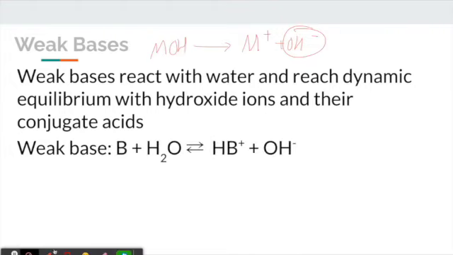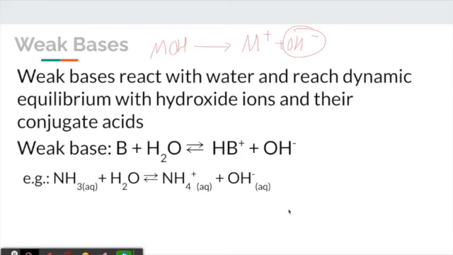And then water is what actually provides the OH minus. So for example, here's a weak base, let's call it B, reacts with water. It reaches dynamic equilibrium with its conjugate acid, which we're just going to call HB plus. It's one more H and one more plus. And then the proton getting donated from HOH, that's water, leaves behind just OH minus. And so that's how the weak base produces hydroxide ion.